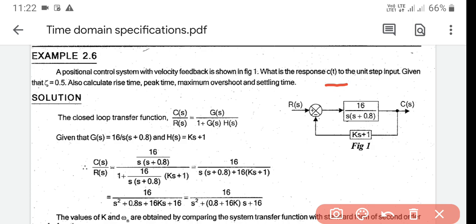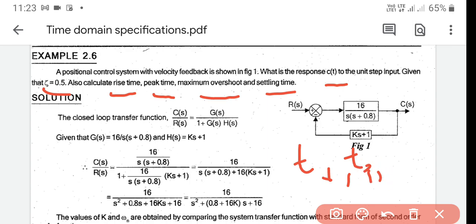Okay, given zeta value as 0.5. Based on that you have to calculate rise time, peak time, maximum overshoot and settling time. It means nothing but you have to calculate TR, TP. Maximum overshoot means nothing but it is the M value, and settling time is nothing but TS. All these should be calculated for the above given question.